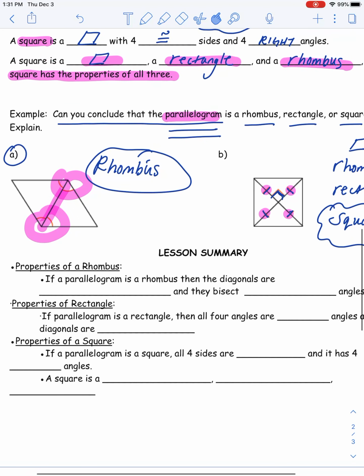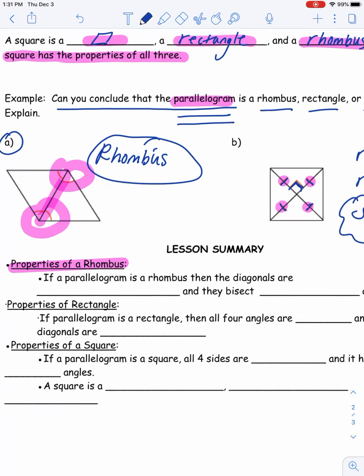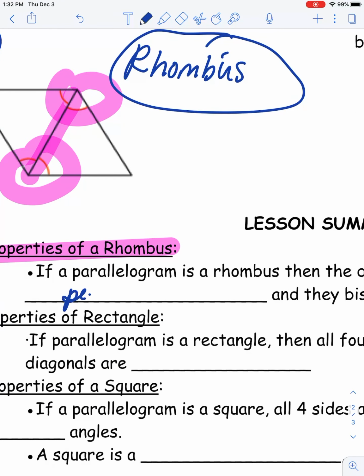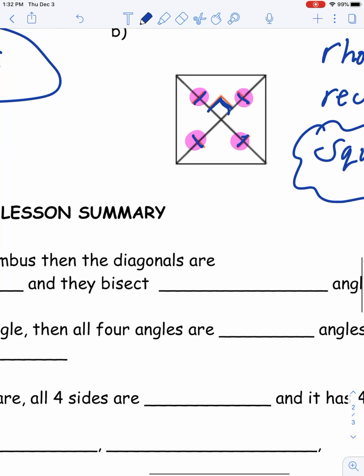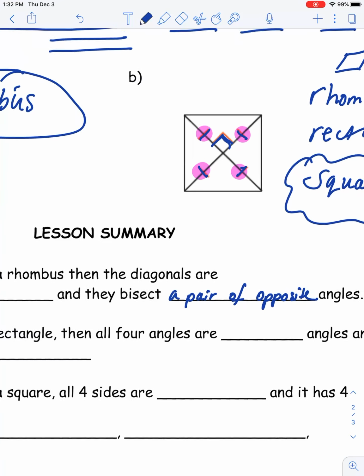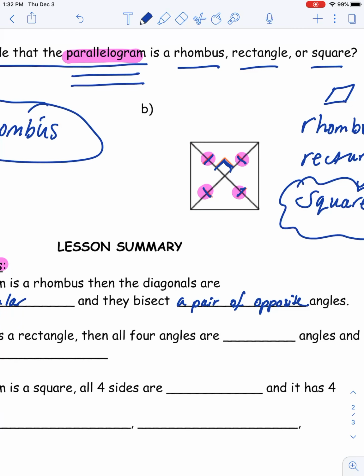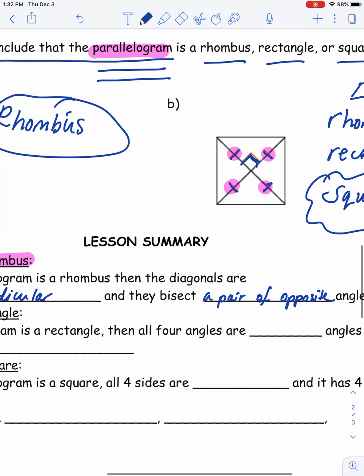So in closing, we're going to go through all the properties of a rhombus. If a parallelogram is a rhombus, then the diagonals are perpendicular, and they bisect a pair of opposite angles.